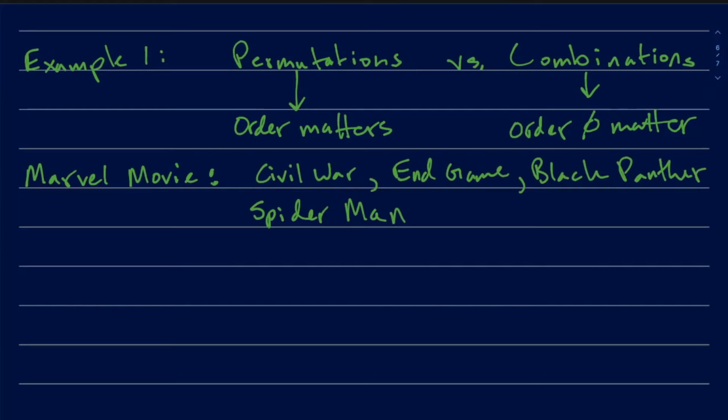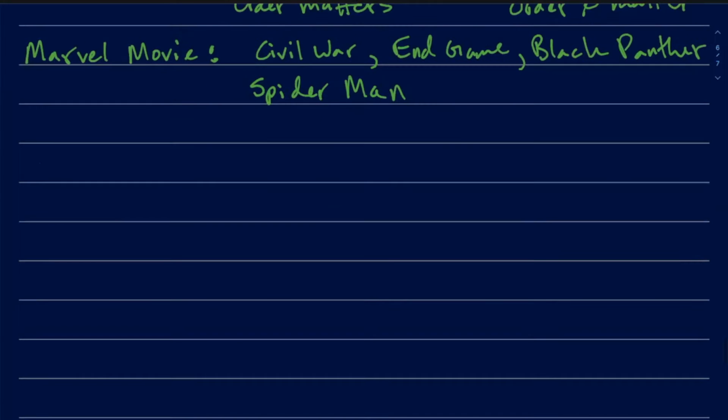All right. So let's say these are the 4 Marvel movies that you have. You got Civil War, Endgame, Black Panther, and Spider-Man. But let's say you only have time to watch 2 movies. Actually, let's say you have time to watch 3 of these 4 movies. So let's think about what you could do.